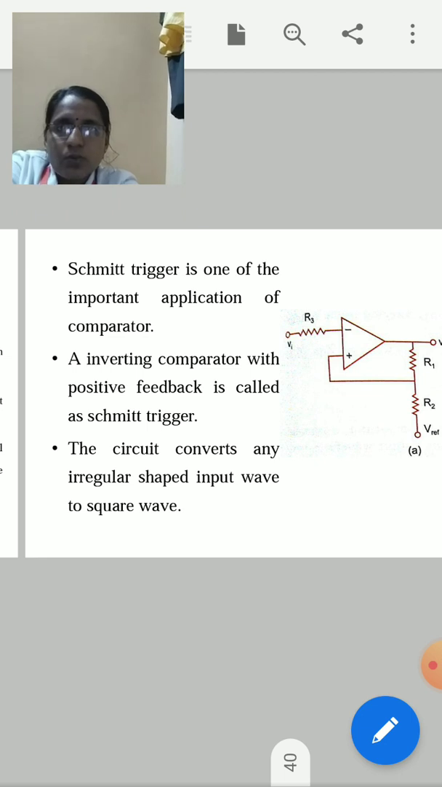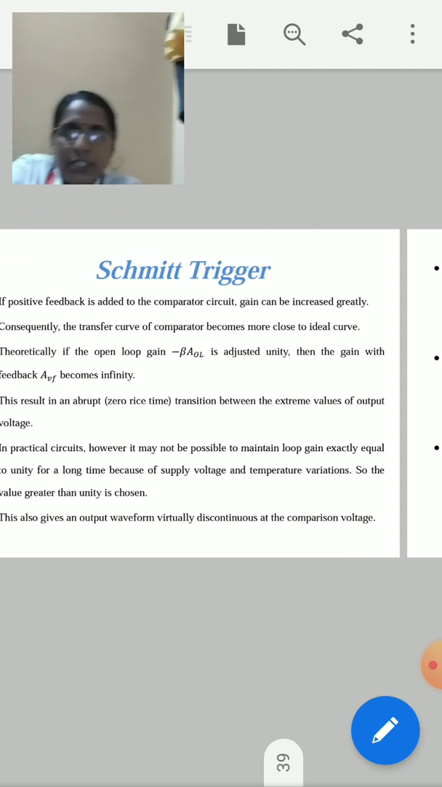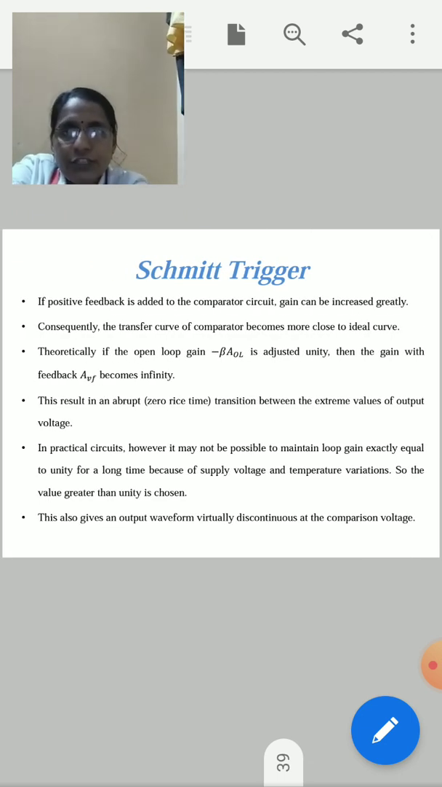Schmitt trigger is one of the important applications of comparator. If positive feedback is added to the comparator circuit, gain can be increased greatly. Similarly, the transfer curve of comparator becomes closer to the ideal curve. If the open loop gain minus beta AOL is unity, then the gain with the feedback becomes infinity.